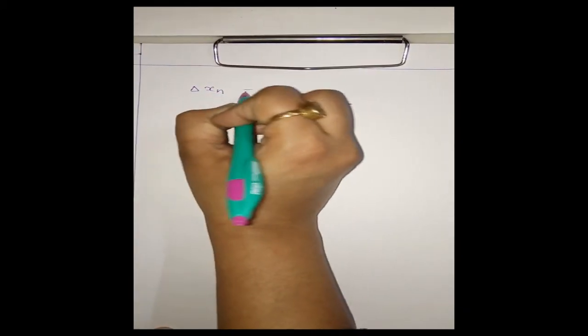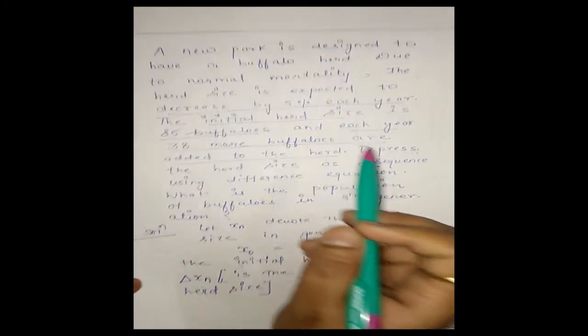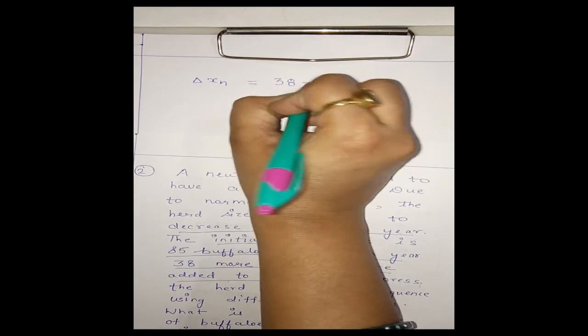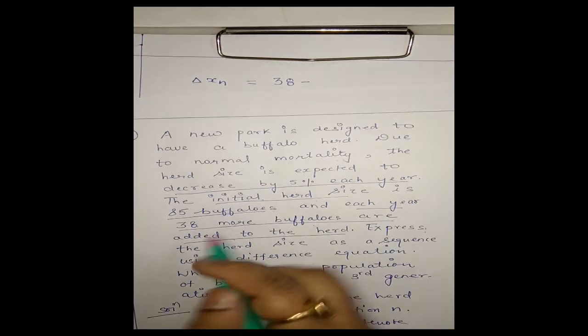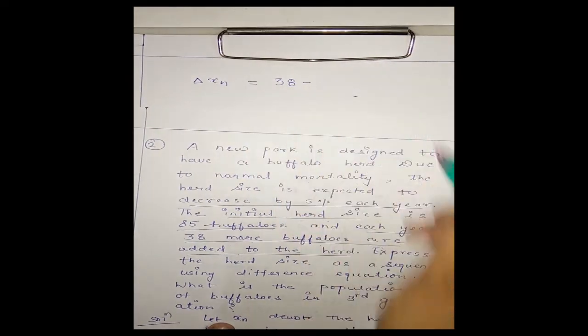Delta xn, change in herd size. Now it is given that 38 more buffaloes are added, so I can write 38 here. Addition in buffaloes, 38 more buffaloes are added.